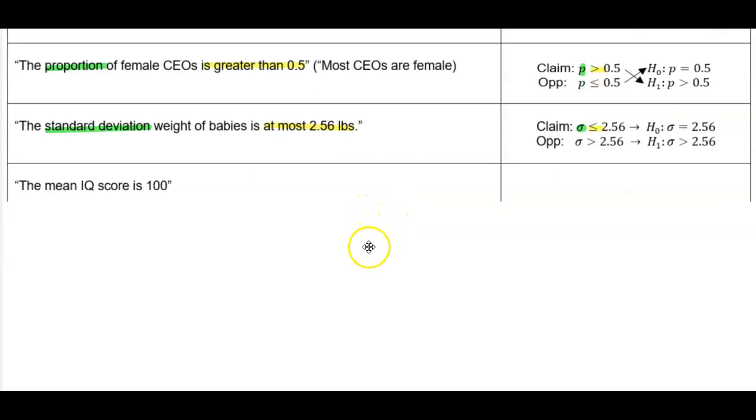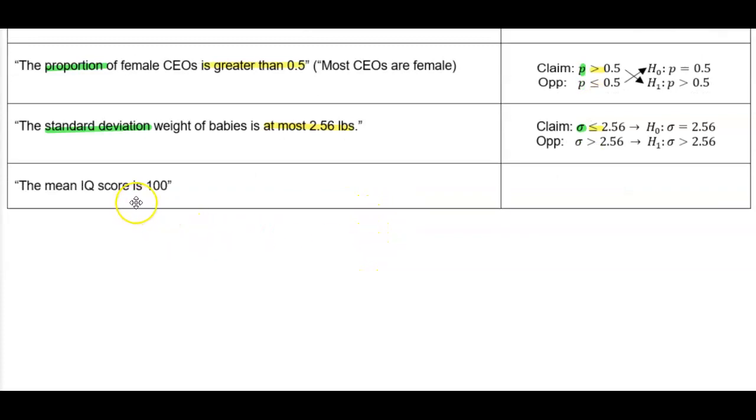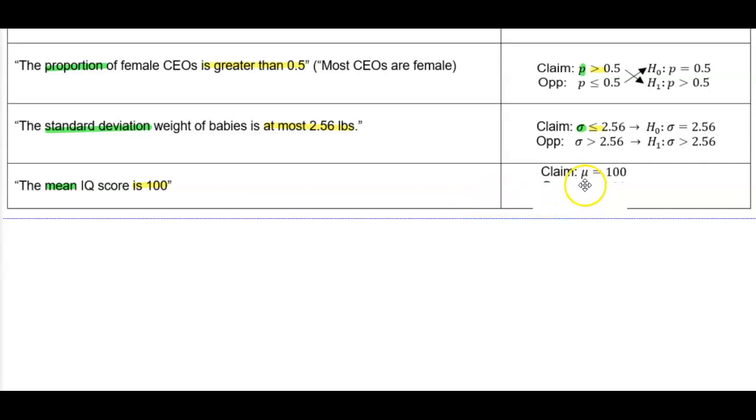Okay, let's take a look at the last one here. The mean IQ score is 100. Okay, is 100, what does that represent? And then we're talking about the mean. Well, is means that it's equal to 100. So therefore, the claim would then be mu, which is the mean, and we can say that it's equal to 100. Okay, now what would be the opposite of mu being equal to 100? Well, the opposite would be mu is not equal to 100.